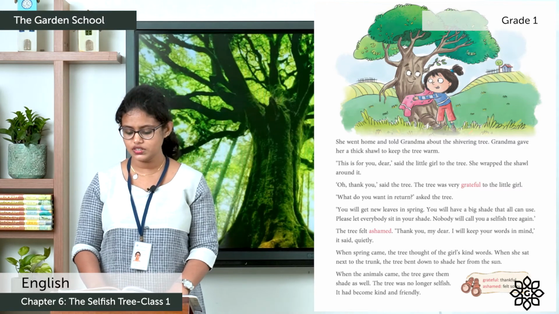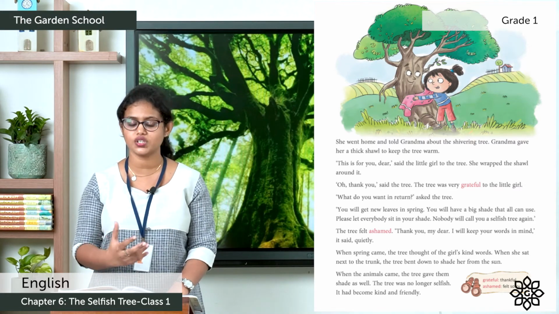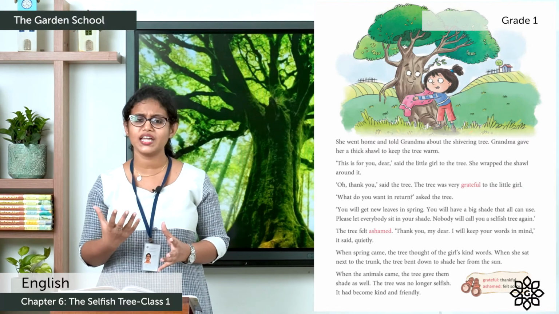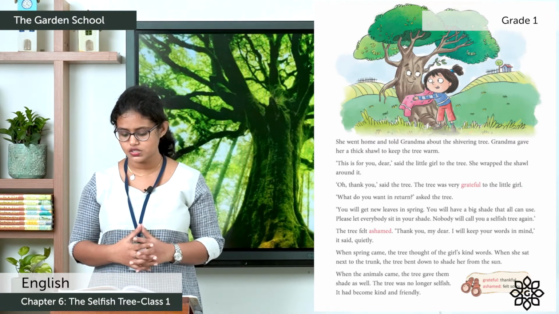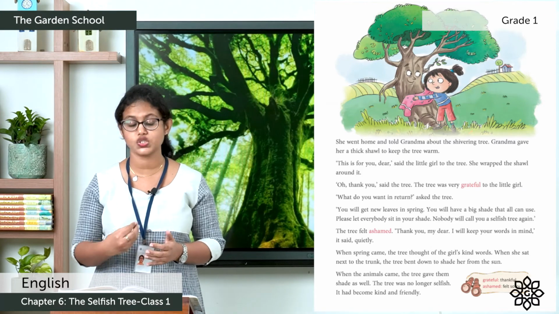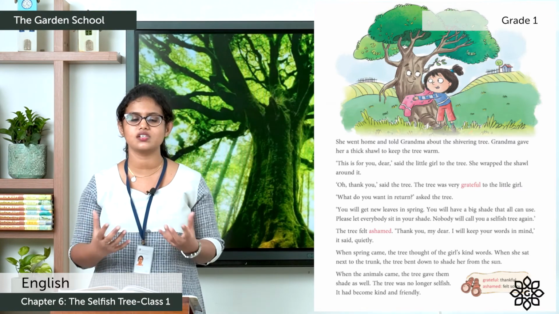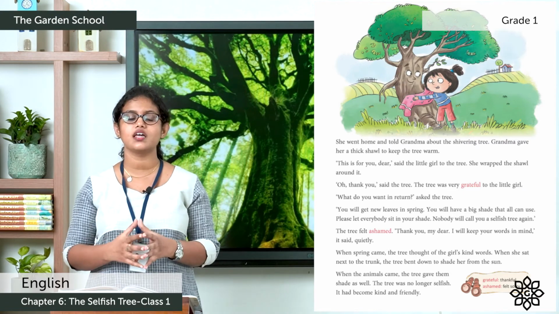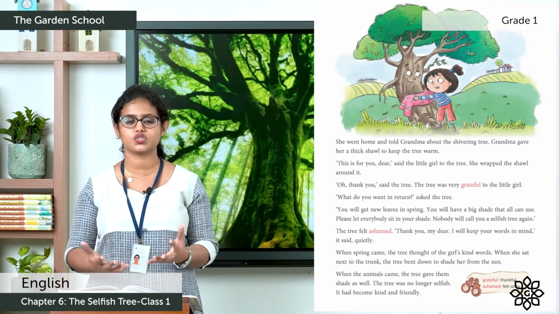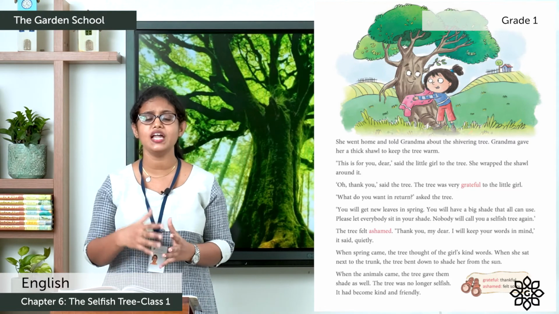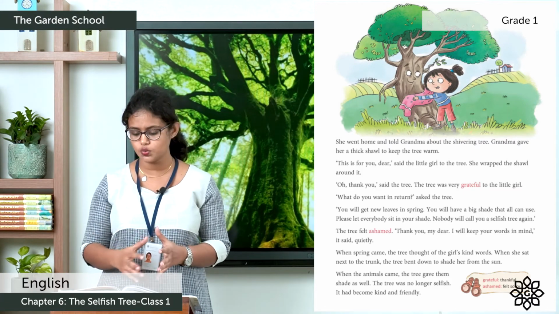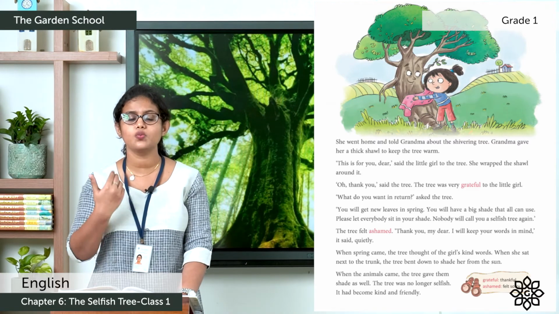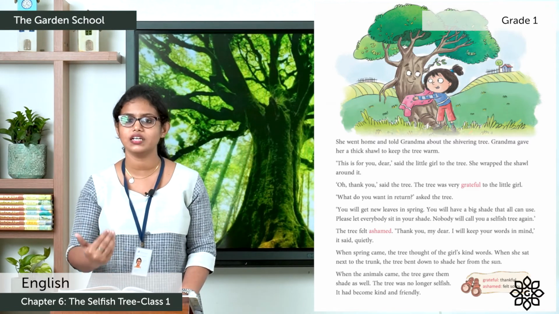This is for you, dear, said the little girl to the tree. She wrapped the shawl around it. Oh, thank you, said the tree. So the tree was very grateful to the little girl. So this little girl wrapped that thick shawl on the tree. And the tree was very happy and thankful to the girl. So what is the meaning of grateful? Grateful means thankful. This tree was very thankful to the little girl.